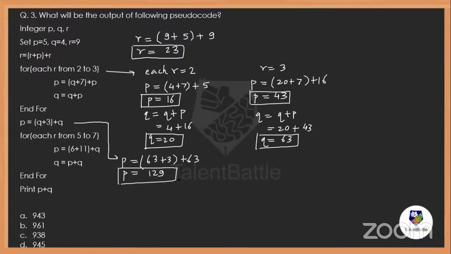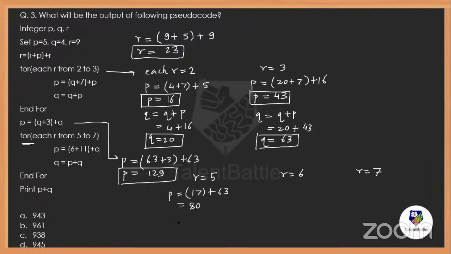Clear? So half of the problem is solved now. Then one more for loop is there, which is ranging from 5 to 7. So for every value of R, which is starting from 5, then R is equal to 6 and R is equal to 7, 3 iterations are involved. Again, we have to calculate the value of P and Q. So P is equal to 6 plus 11, that is 17, plus latest value of Q, that is 63. And the final addition will be 80.